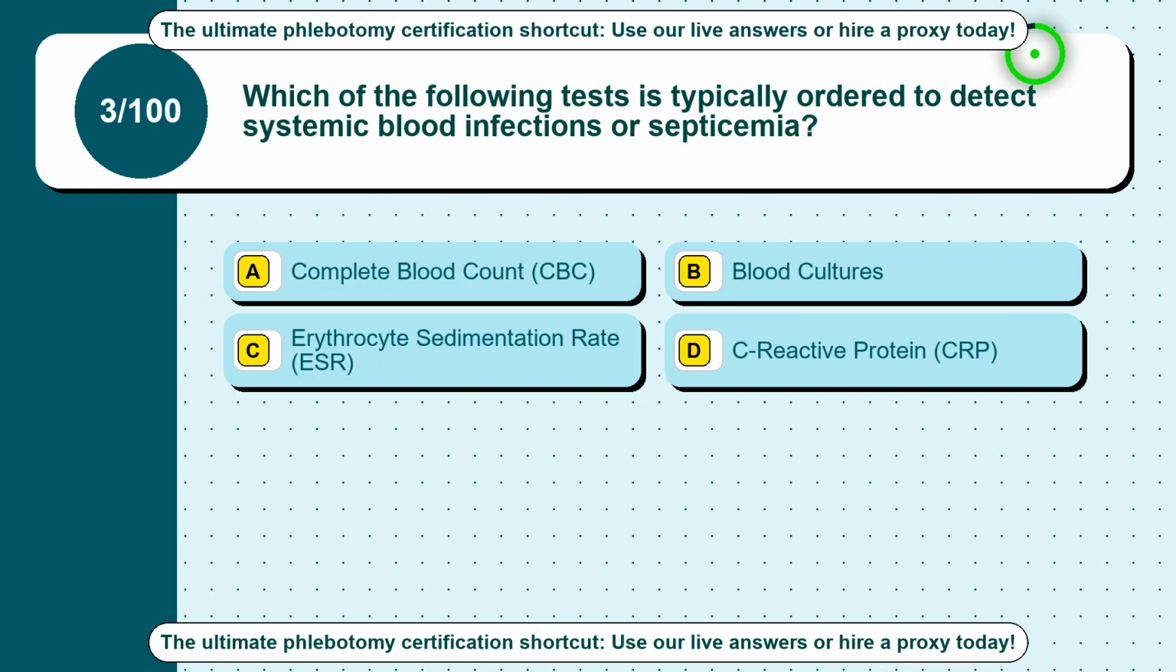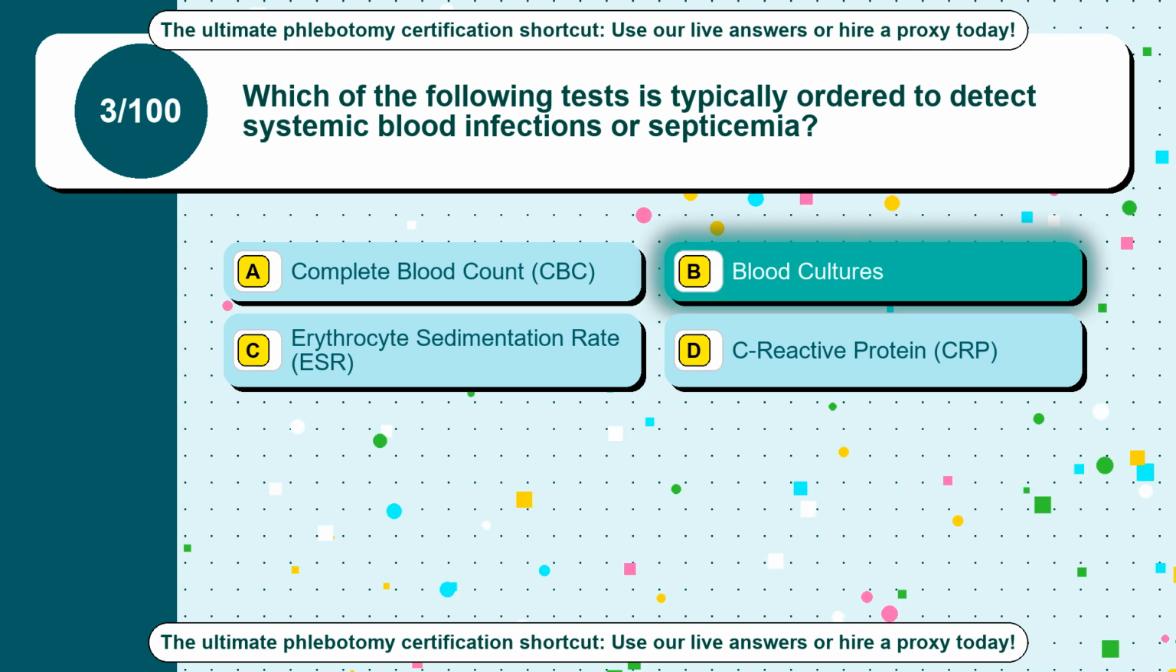Question 3. Which of the following tests is typically ordered to detect systemic blood infections or septicemia? Option A. Complete blood count, CBC. Option B. Blood cultures. Option C. Erythrocyte sedimentation rate, ESR. Option D. C-reactive protein, CRP. The correct answer is option B.